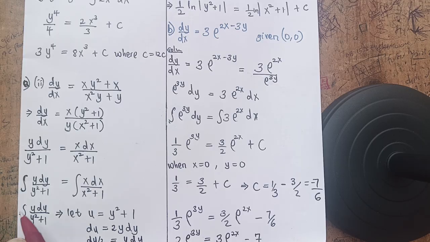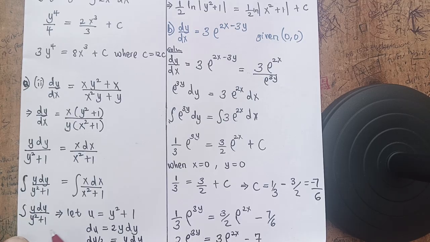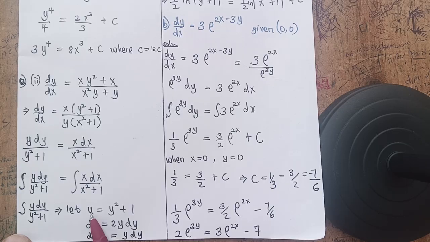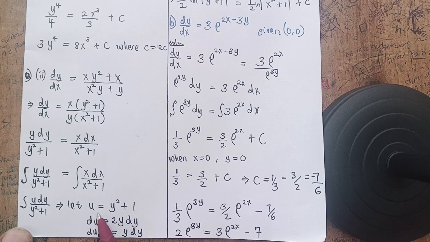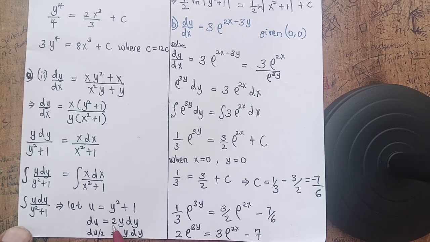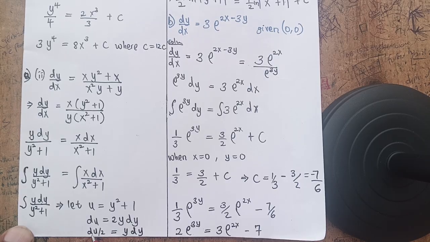So let's start by finding the integration of y over y squared plus 1. For this integration, first we are going to use substitution. Here, we let the denominator be u. So u is equal to y squared plus 1. The next step is to differentiate, so du is equal to 2y dy. If we divide both sides by 2, it's going to be du divided by 2, which is the same as y dy.